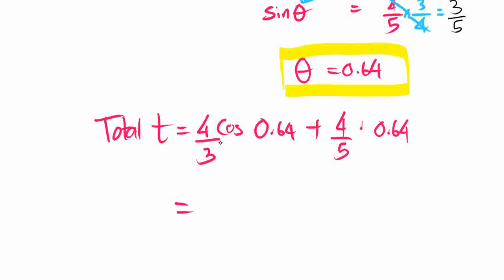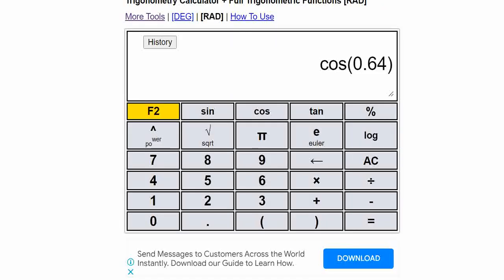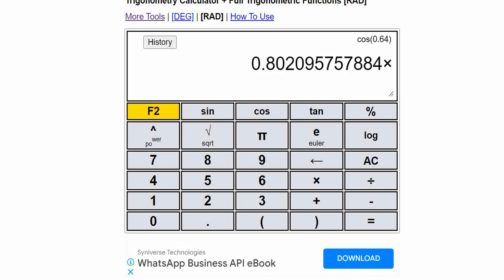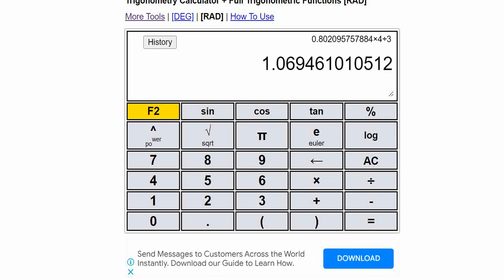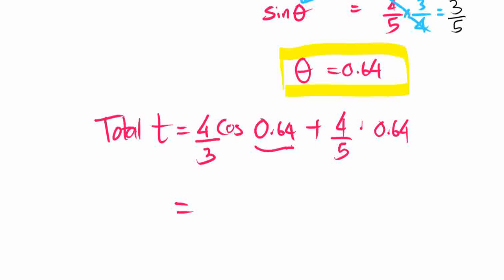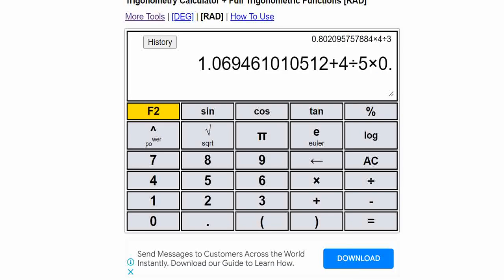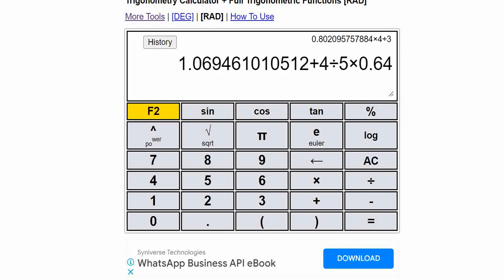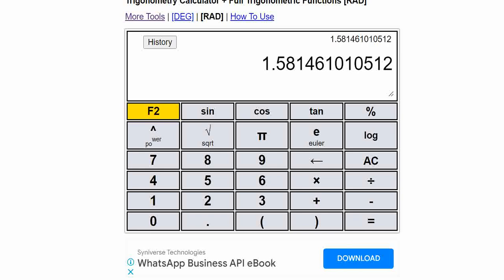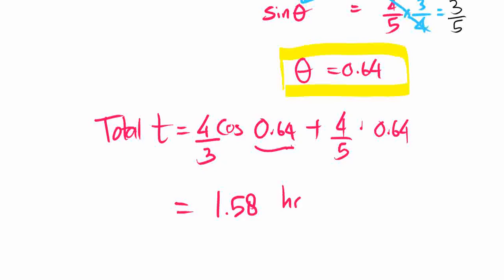Now we shall count with the calculator. Remember, the trigonometric function should be in radian mode, as this is in radians. So we plug in cosine 0.64, times 4/3, plus 4/5 times 0.64. So we got 1.58. So we got the answer 1.58 hours.